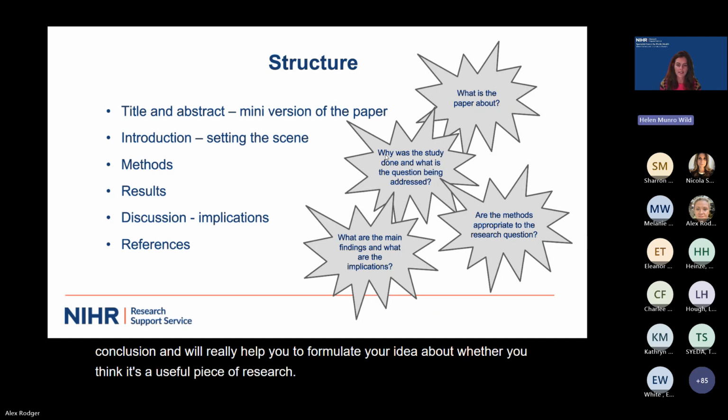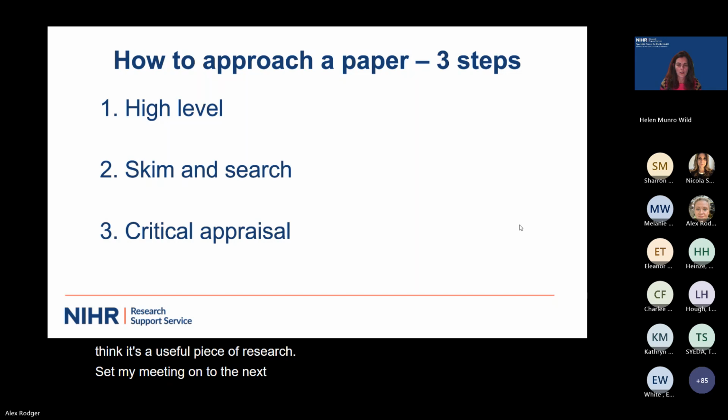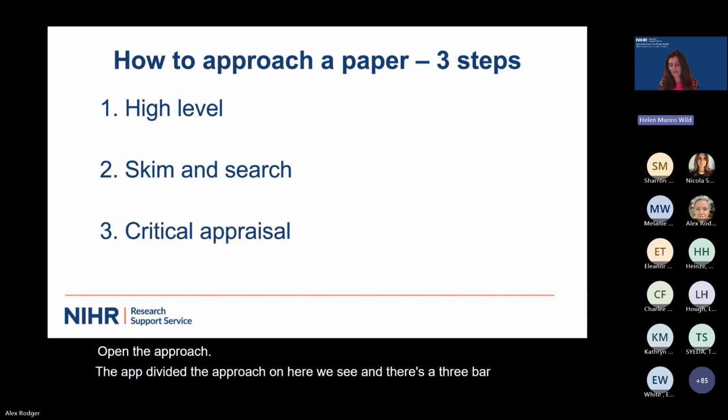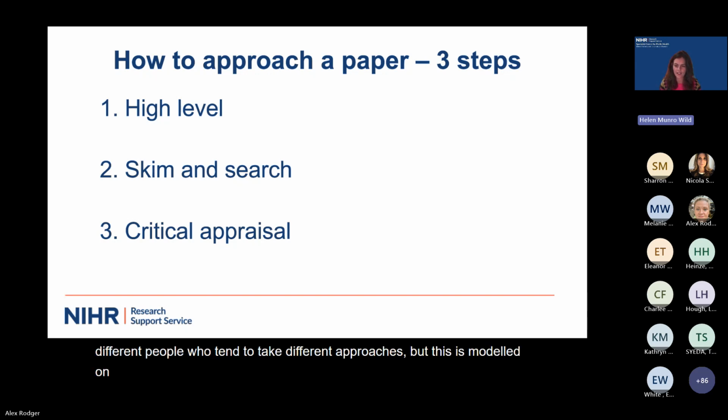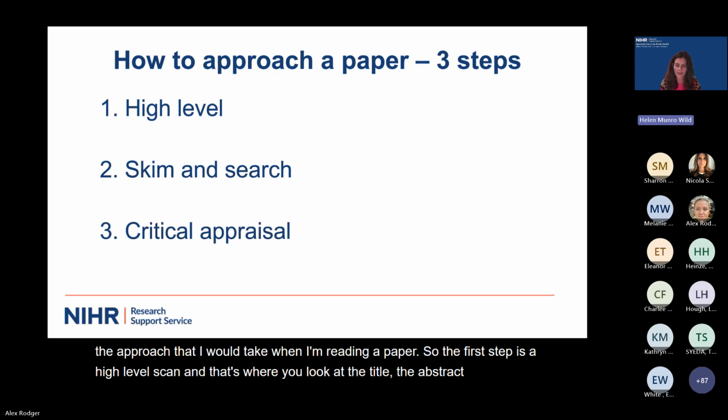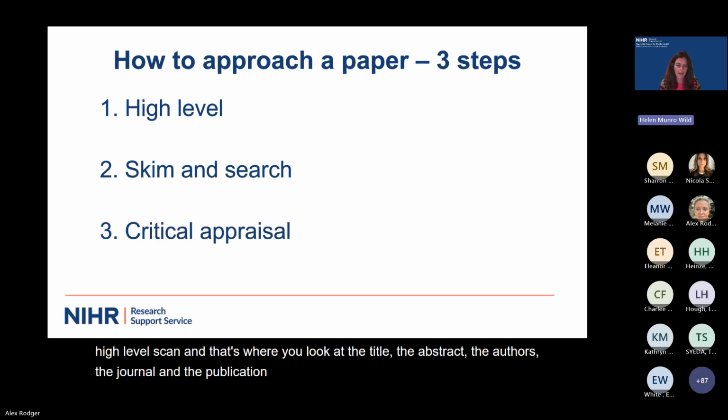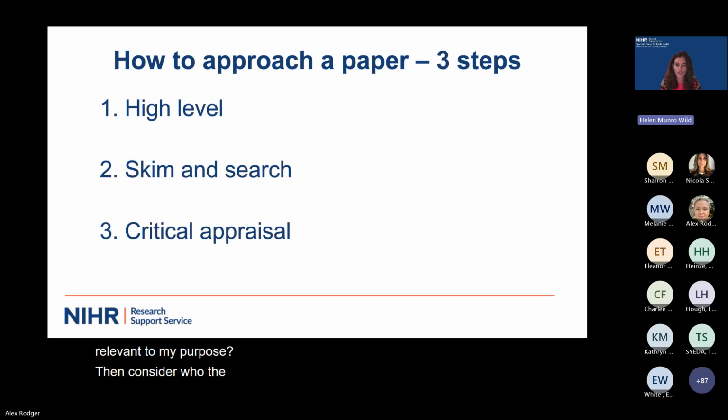So now moving on to the next slide, and the approach. I've divided the approach up here into 3 parts. And I think this is a general approach to reading a paper, and it will vary. Different people do tend to take different approaches, but this is modelled on the approach that I would take when I'm reading a paper. So the first step is a high-level scan, and that's where you'll look at the title, the abstract, the authors, the journal, and the publication date. And you'll ask yourself, is this paper relevant to my purpose? So consider who the intended audience is and what unique insights you hope to gain from reading it.